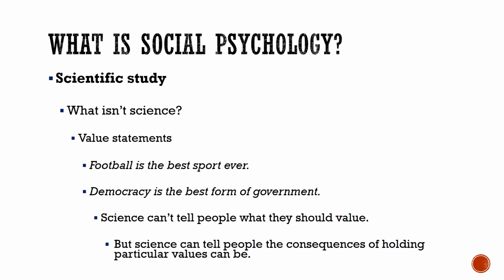However, what science can do is tell people what the consequences of holding particular values can be. Science can evaluate what might happen if most of the people in a society believe football is the best sport, or what might happen if a person believes that democracy is the best form of government.